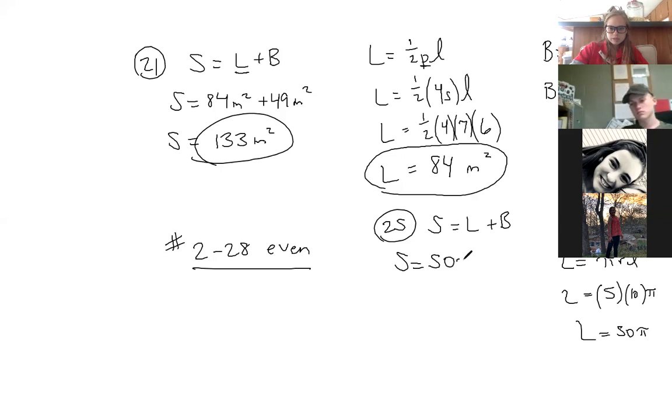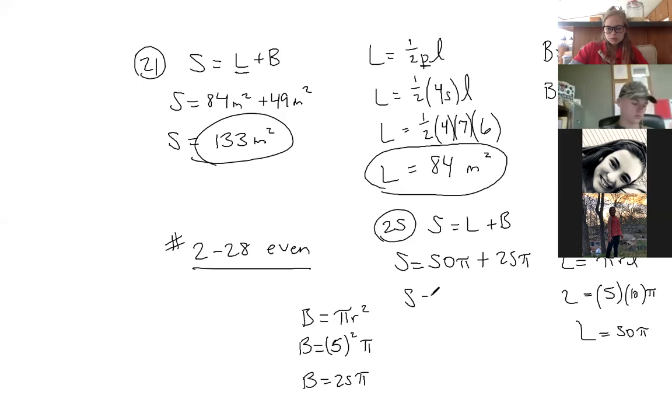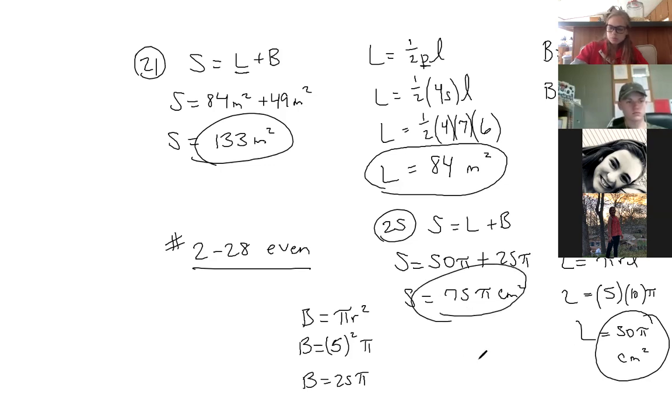So we can plug that in. 50 pi is my lateral surface area. Now let's find B. The base is a circle, so we're using pi r squared, which is 5 squared times pi, which is 25 pi. So therefore, the surface area of my cone is 75 pi centimeters squared. We need both answers. The lateral surface area is 50 pi square centimeters, and the surface area is 75 pi square centimeters.